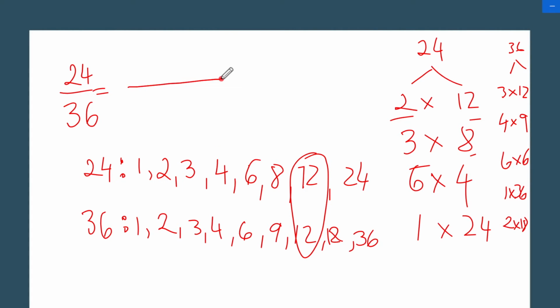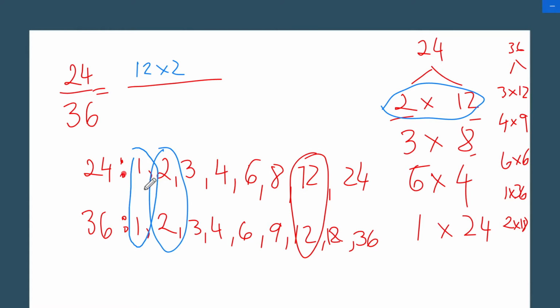So on the top, you have to look at this and choose the pair that had the 12. Okay, so you don't write only the 12, you write 12 times 2. And yeah, so I circle this because the common factors are 1, 2, 3, 4, 6, and 12. Okay, but we need to choose the highest one. So 12 is the highest common factor of 24 and 36.